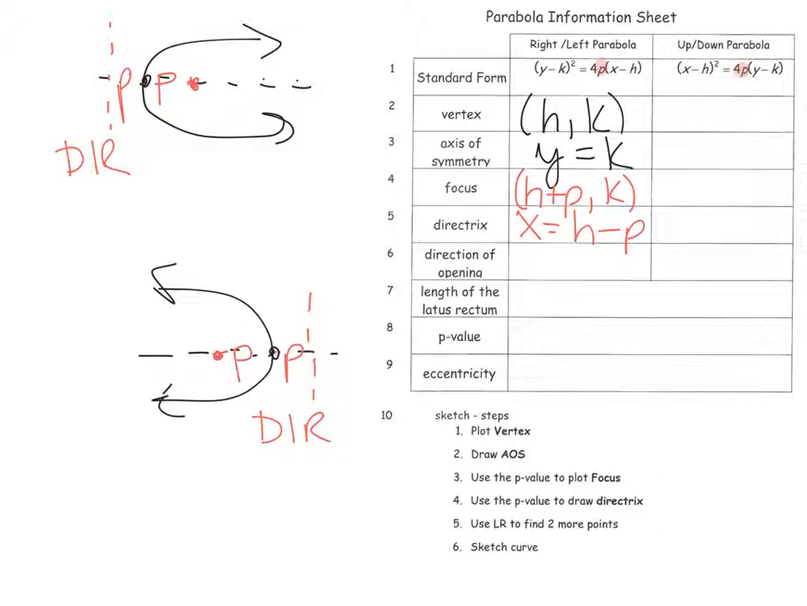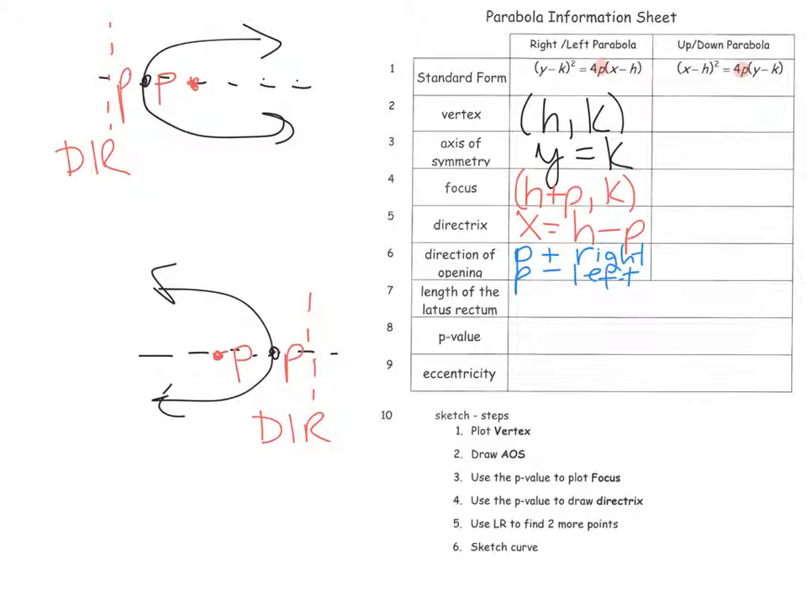The direction of opening comes from the p value itself. If p is positive, it's going to open right. If p is negative, it's going to open left.